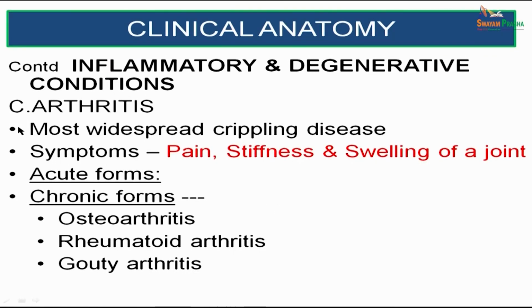Then we have the condition called arthritis. Arthritis is the most common condition. It is a very crippling condition. It causes pain, stiffness and swelling of a joint. It can occur in various forms, acute and chronic, that means severe or long drawn out, and it can have various reasons. We can have osteoarthritis, rheumatoid arthritis, and gouty arthritis.